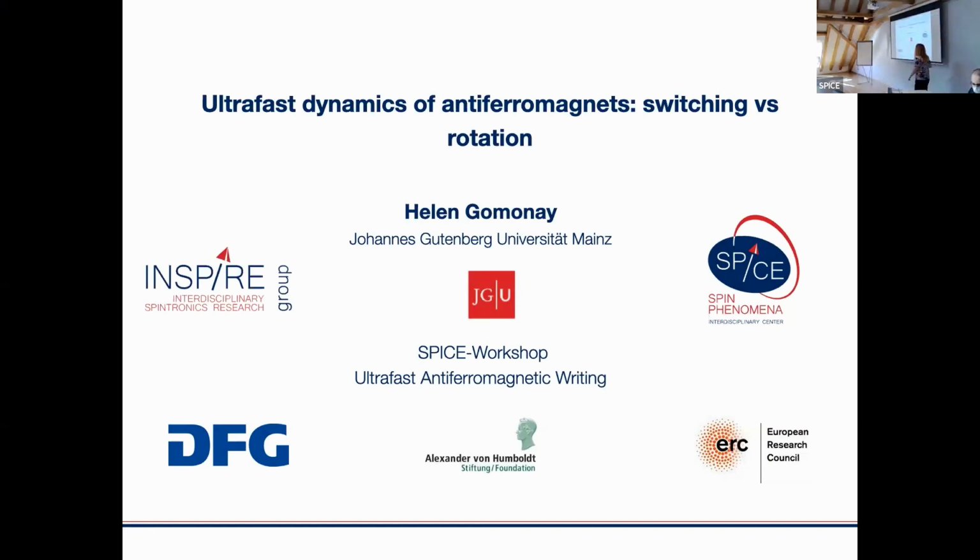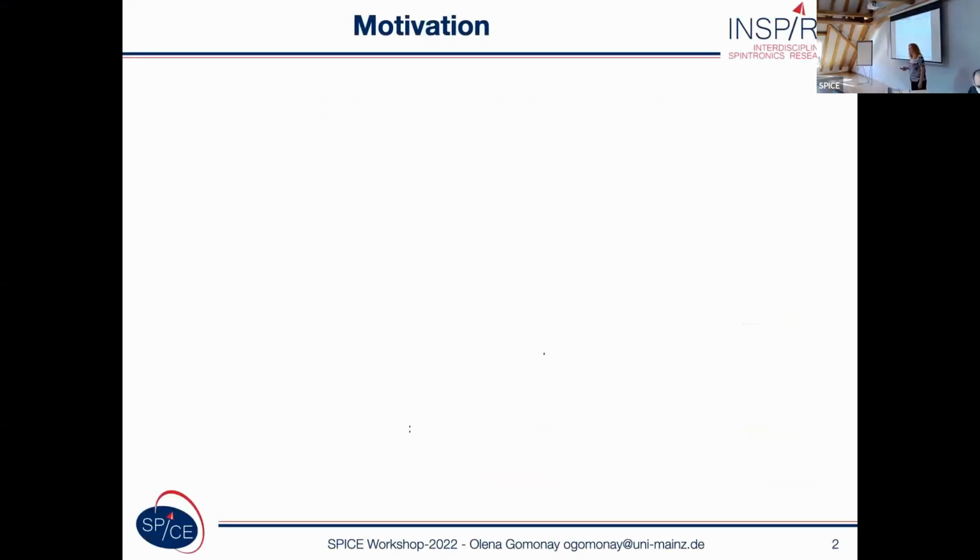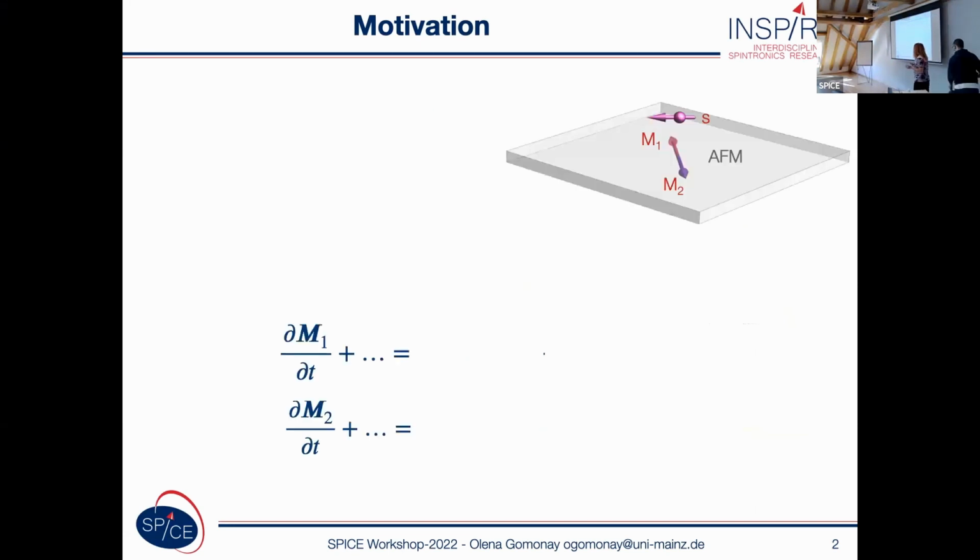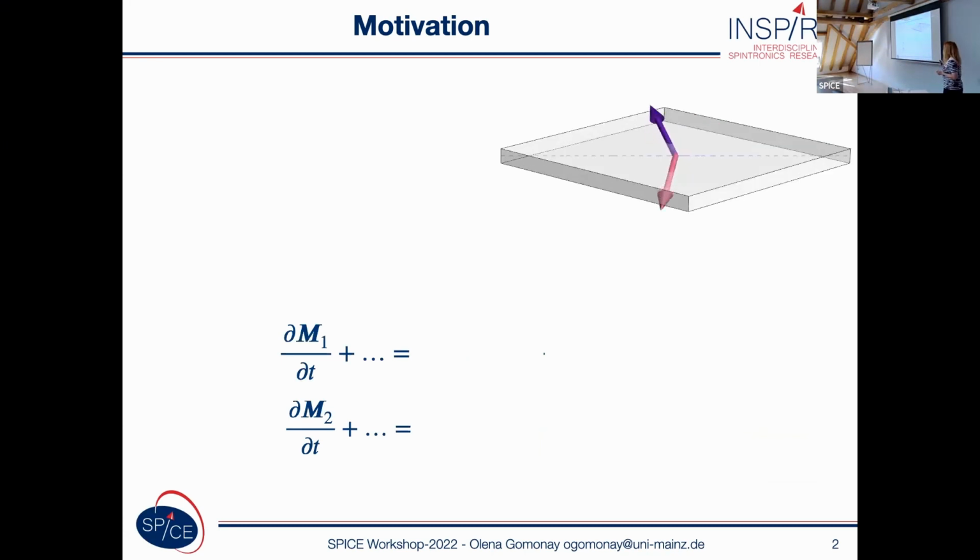Yeah. So today I will talk about ultrafast dynamics of antiferromagnets, focusing on the switching between the different states. And in order to switch, we need somehow to introduce dynamics of the magnetic sublattices. And this could be done in two ways. So one way is to pump spin current into the antiferromagnet, and this absorbed spin will induce rotation of magnetic sublattices. And this kind of torque is called anti-damping torque.